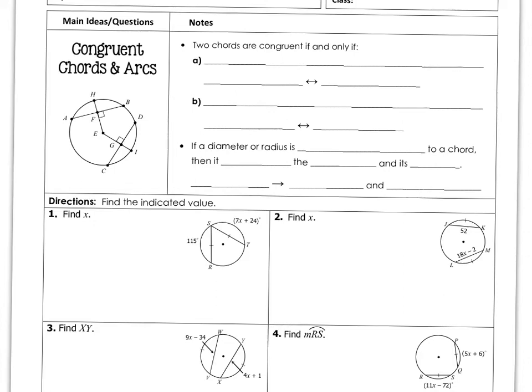Right, we're going to start working on congruent chords and arcs. The first thing we want to look at is that two chords are congruent if and only if their corresponding arcs are congruent.